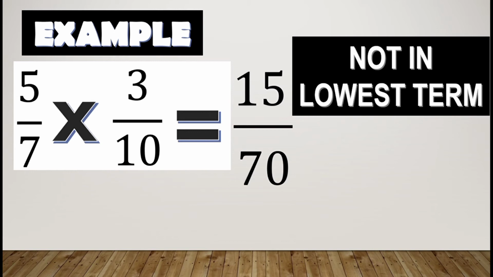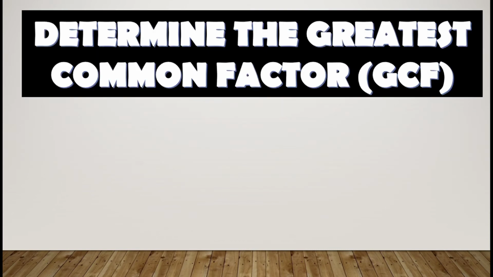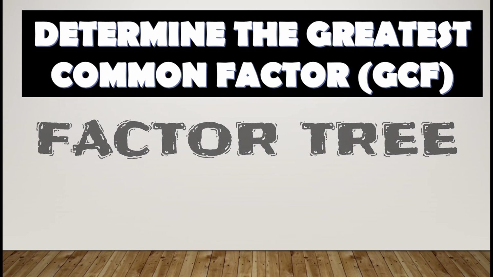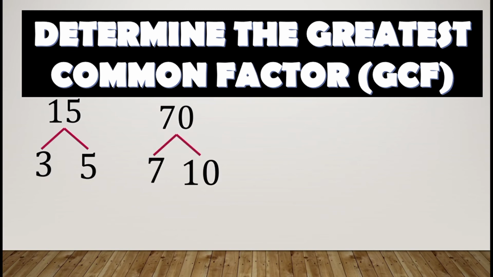So, for us to simplify this, look for the greatest common factor. How do we determine the greatest common factor? In my video, I am presenting to you the factor tree. This is how to get the prime factors of our given numbers. So, in this case, we will get factors of 15, that is 3 times 5, while factors of 70, we have 7 and 10.